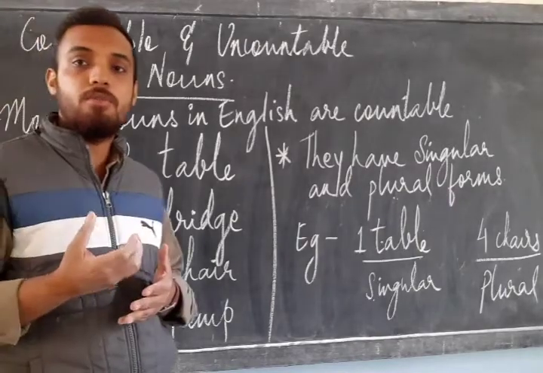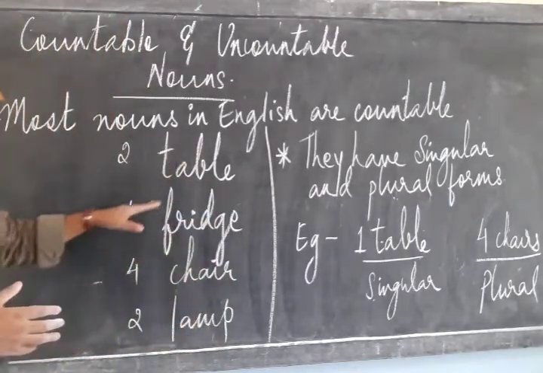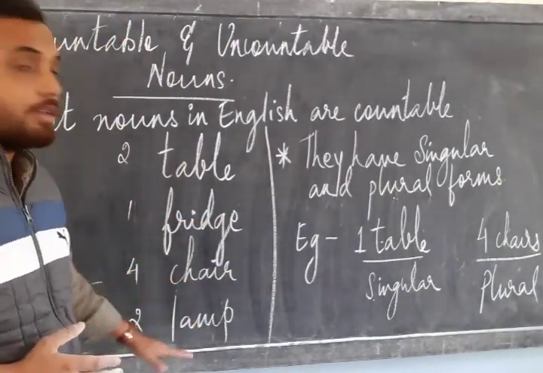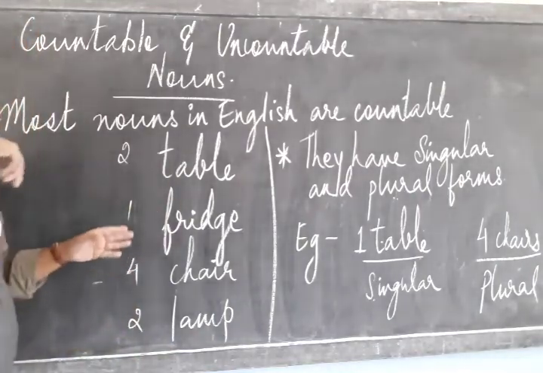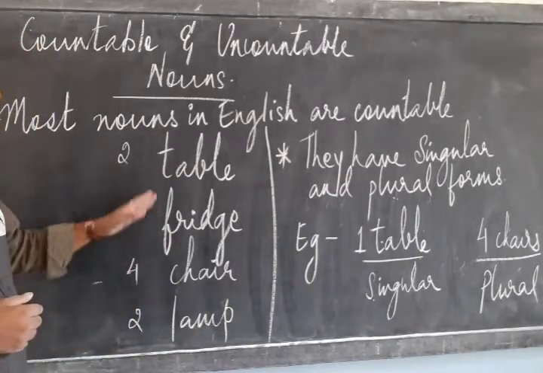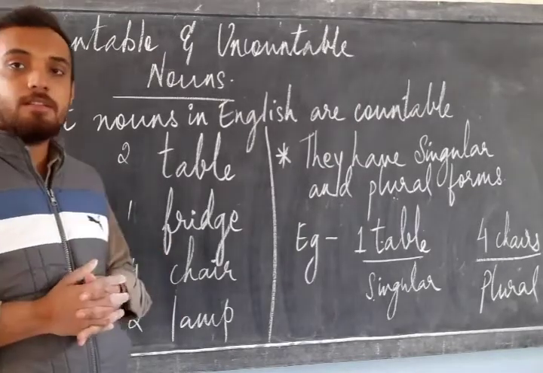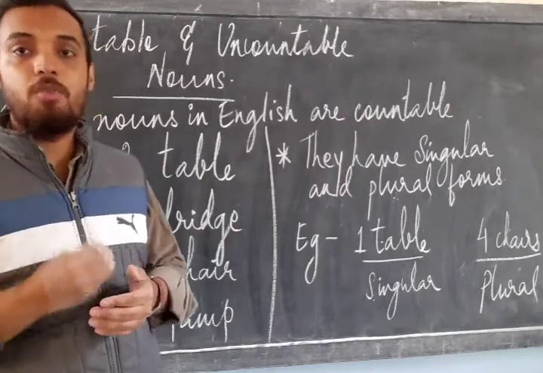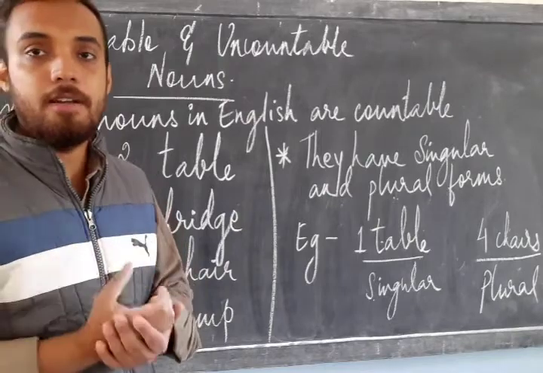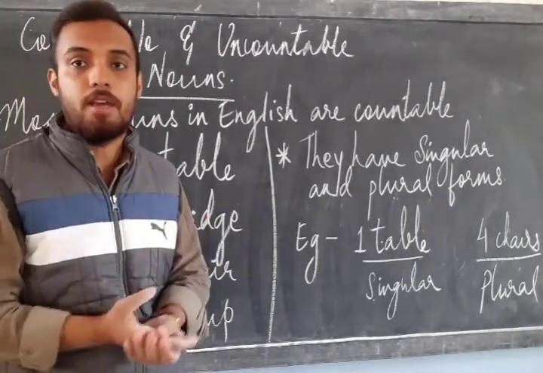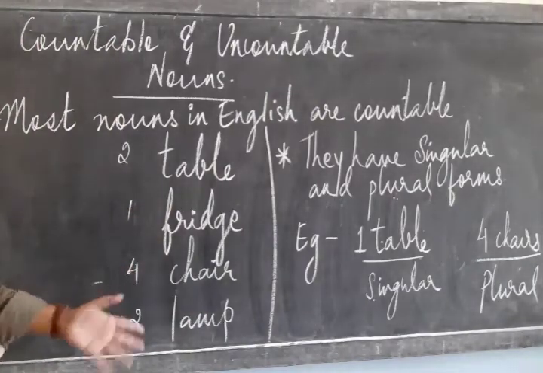In English, most nouns are countable nouns, and countable nouns are those which can be counted. Example: table, fridge, chair, lamp. Now you must have noticed that I have written numbers before them: 2 tables, 1 fridge, 4 chairs, 2 lamps. What are these? Countable nouns. With countable nouns, we can use numbers. We can add numbers to show how many there are.